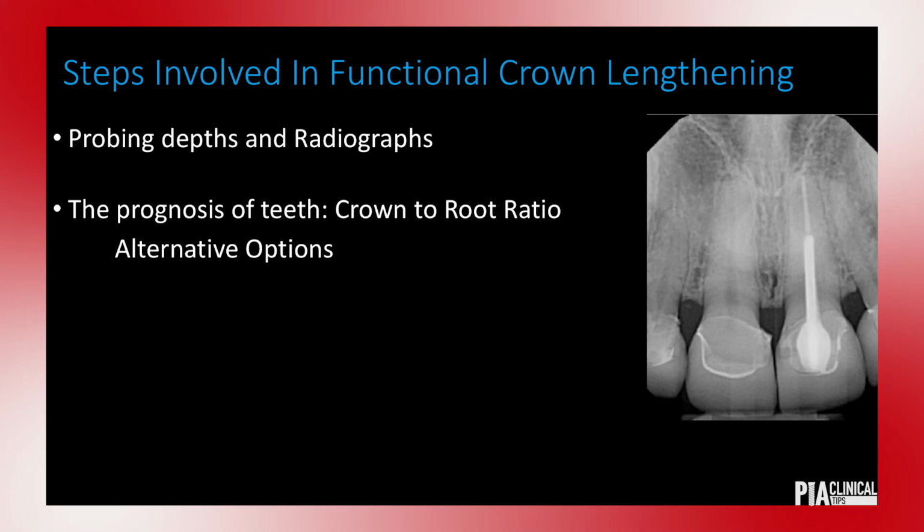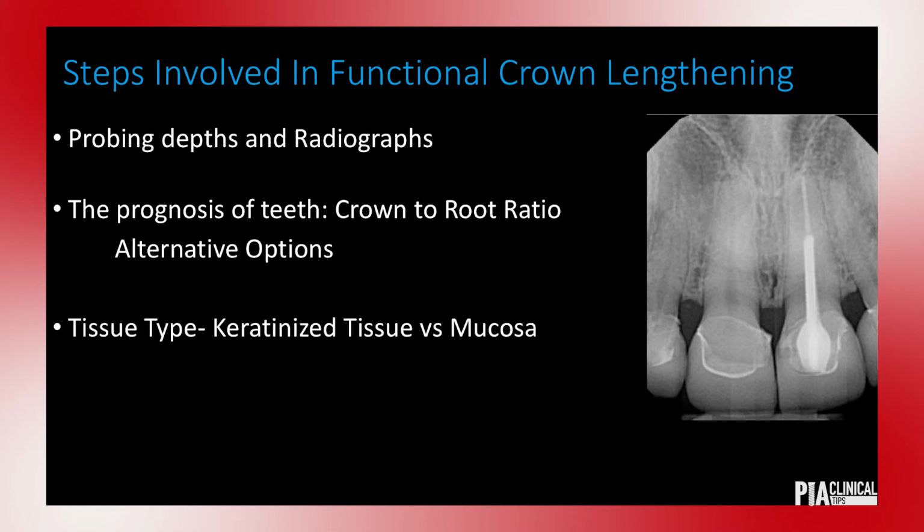There are alternative options out there, such as extraction and a fixed prosthesis or implant dentistry. These are all things that should be reviewed prior to surgery. The other thing you want to look at is tissue type: how much keratinized tissue you have versus how much mucosa you have. This may determine your surgical flap design.